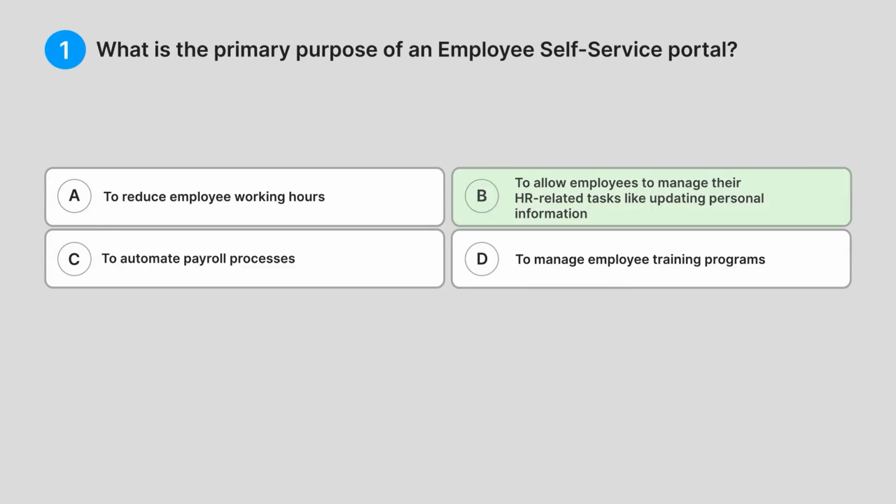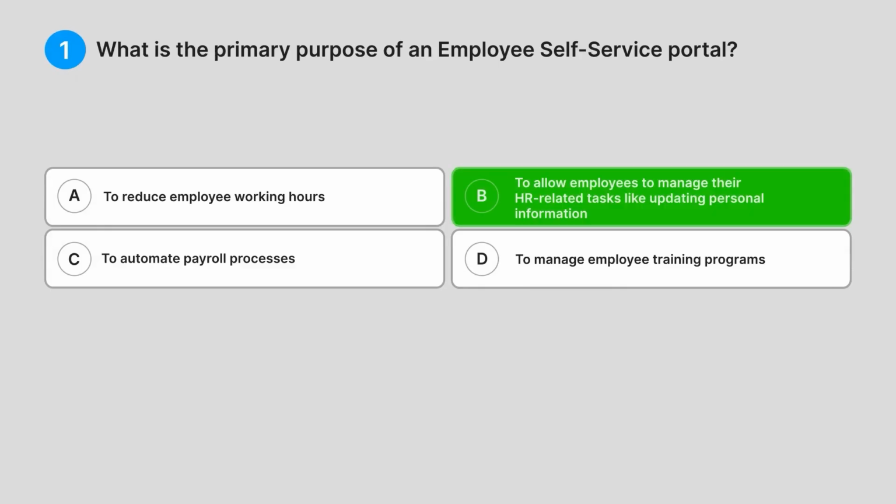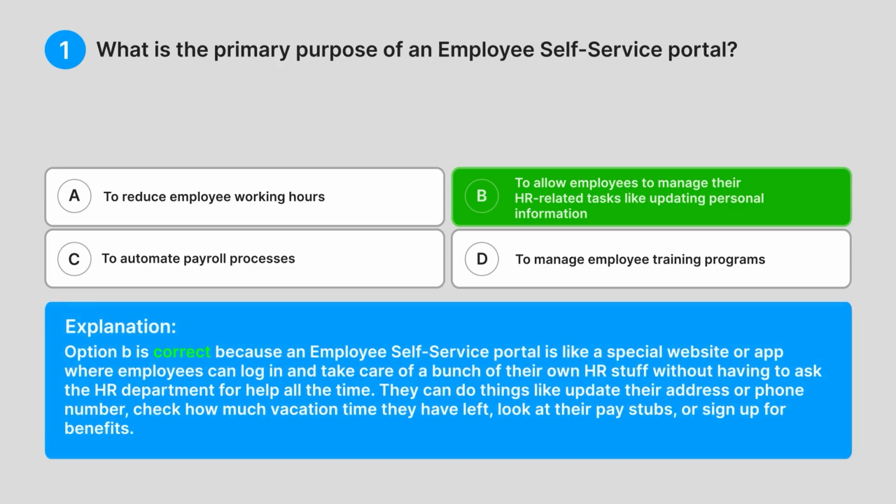Correct answer, B. To allow employees to manage their HR-related tasks, like updating personal information. Explanation. Option B is correct because an employee self-service portal is like a special website or app where employees can log in and take care of a bunch of their own HR stuff without having to ask the HR department for help all the time. They can do things like update their address or phone number, check how much vacation time they have left, look at their pay stubs, or sign up for benefits.